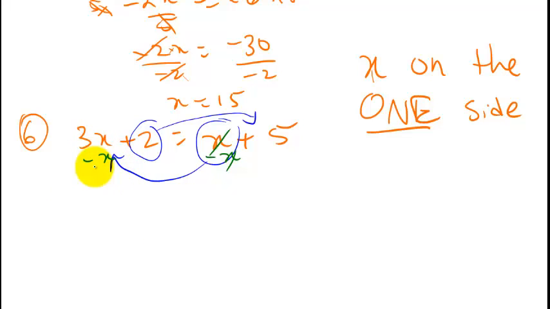So that becomes 3x take away x is? How many x's? 3 x's take away x. Isn't it just 2x? Yes. Plus 2 is equal to 5. Look, that's back to normal. How do I get rid of the 2? Take away 2.